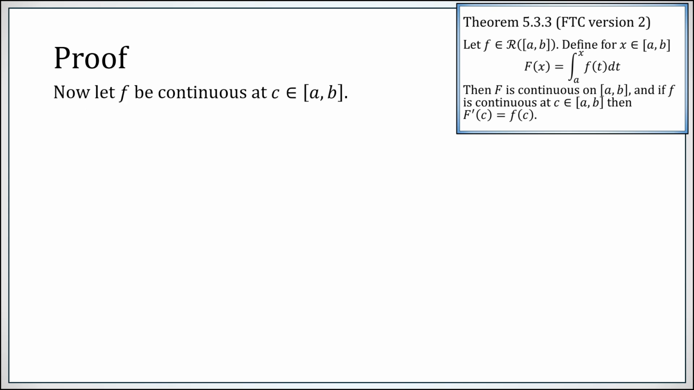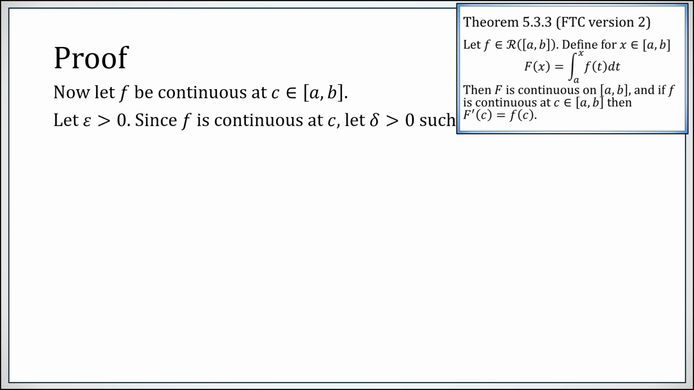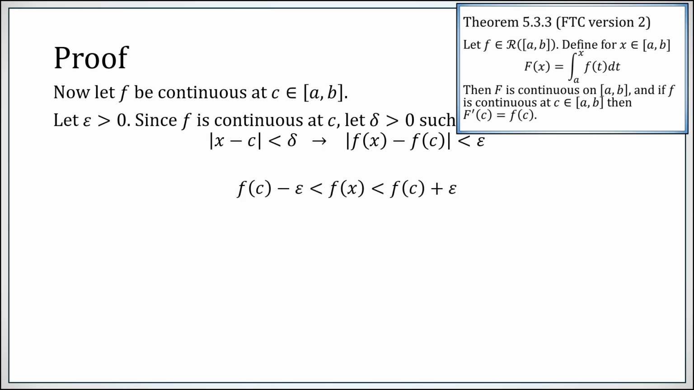Now let's let little f be continuous at some point c in the interval. We now want to show that capital F isn't just continuous at c, but is in fact differentiable, and that the derivative of capital F is equal to little f. So let's let epsilon be positive. Since little f is continuous at this point c, we can pick a delta so that whenever the difference of x minus c in absolute value is less than delta, we automatically conclude that the difference in f of x minus f of c in absolute value is less than epsilon. From here, we conclude that f of x is in between f of c plus and minus epsilon.